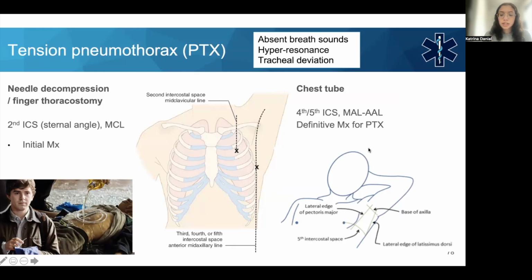So you insert it into what we call the triangle of safety. So here it's this area over here that's bound by the lateral edge of the pec major and the anterior edge of the lat dorsi. So 4th or 5th intercostal space between the mid-axillary to the anterior axillary line. And if you've watched the first episode of The Good Doctor, then you would have seen this like a makeshift chest tube in action. Okay, so that's your tension pneumothorax.